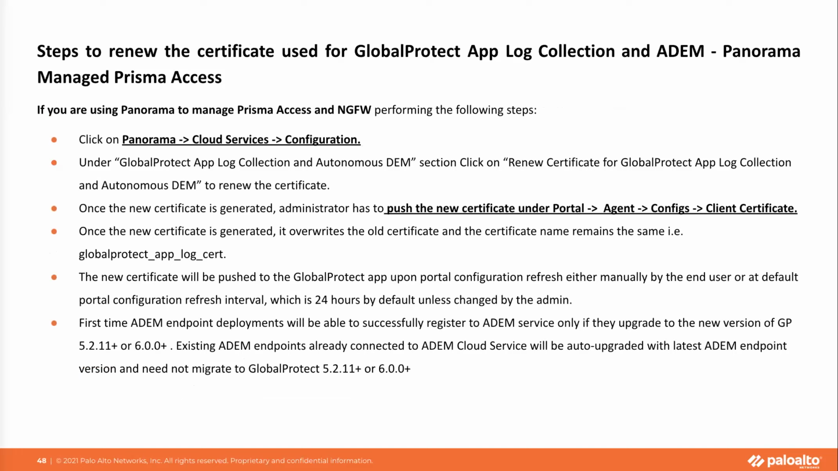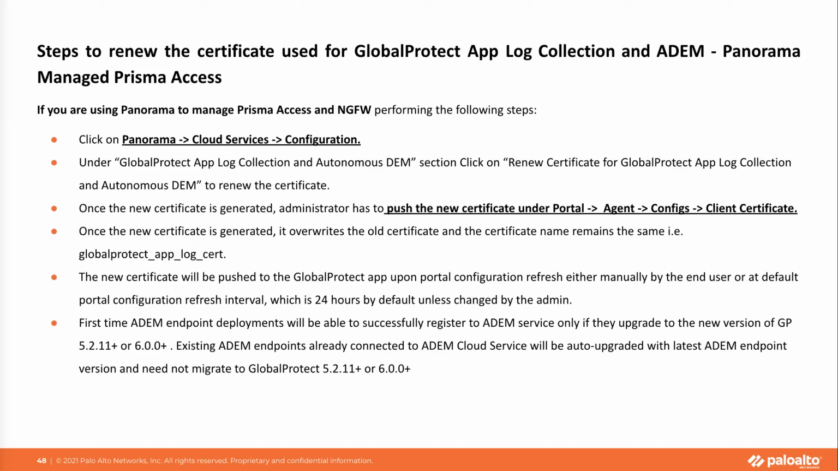So here I'm quickly talking about how you can renew your certificate. If you're a Panorama Managed Prisma Access customer, log into your Panorama and go to the Panorama tab. On the left side, you will see cloud services and configurations. Under the GlobalProtect app log collection and ADEM, click on renew certificate, and it will renew the certificate. Once the certificate is generated, you have to push the certificates under the portal and agents.